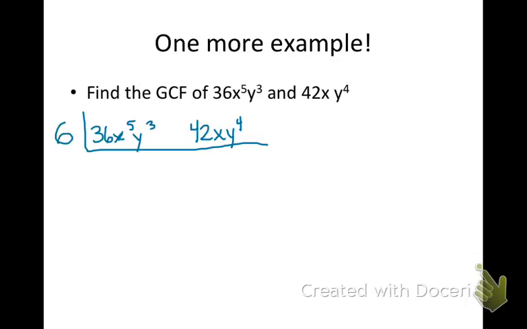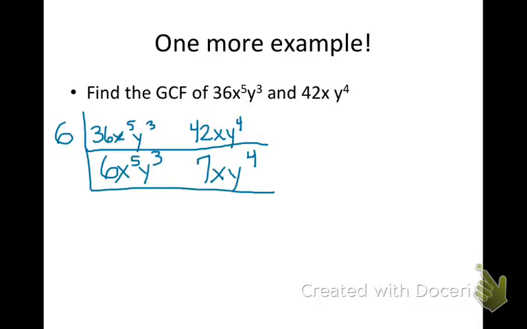Remember we talked about starting with higher factors, then you have fewer rungs on the ladder. 36 divided by 6 is 6. We bring down our x to the 5th power, y cubed. 42 divided by 6 is 7. We have x, y to the 4th. Then I look for common factors. There's none. 6 and 7 are relatively prime.